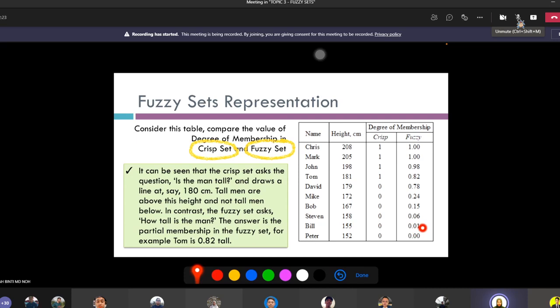Okay. So dekat sini we can draw a line. If you are trying to draw a line, kata 180 centimeters is tall, less than that is not tall. Tu kalau kita guna crisp. But in fuzzy, kita boleh ada partial membership. Maknanya dia tak totally belong, dia can be partial belonging to the set.